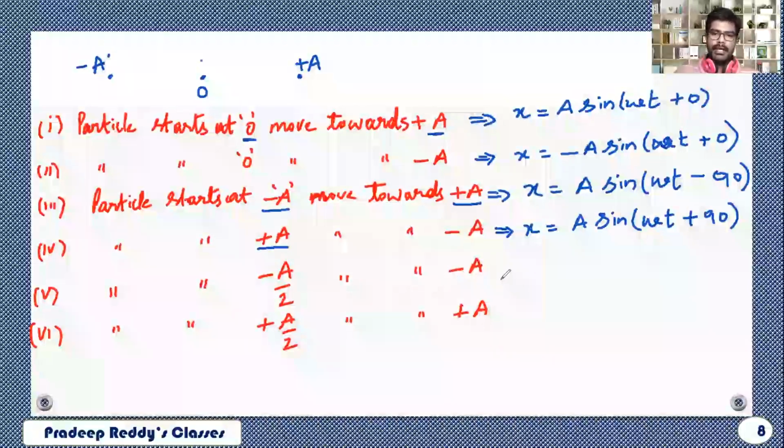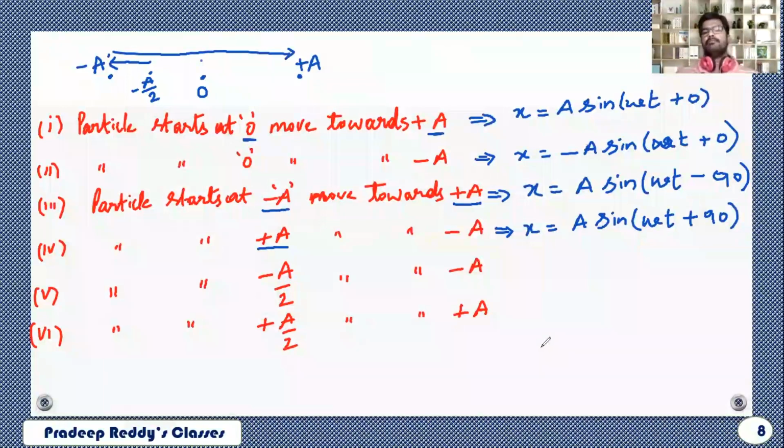Minus A by 2 to minus A. Where will be minus A by 2? This is the position minus A by 2. And from minus A by 2, it is going towards this minus A and then it again comes back to plus A. Therefore, there is some phase difference for the particle which is starting at minus A by 2. Therefore, you will be getting a graph like this.